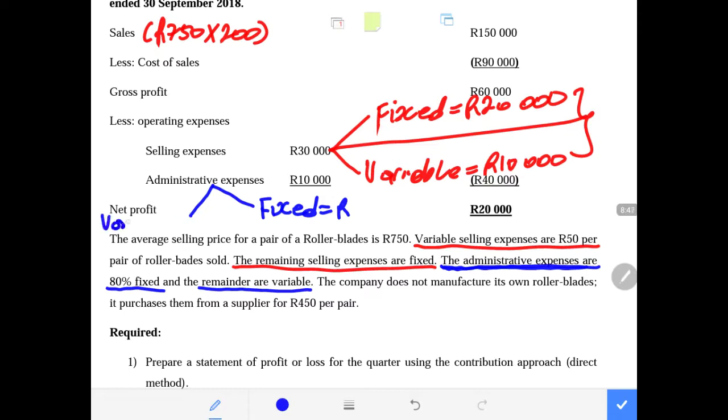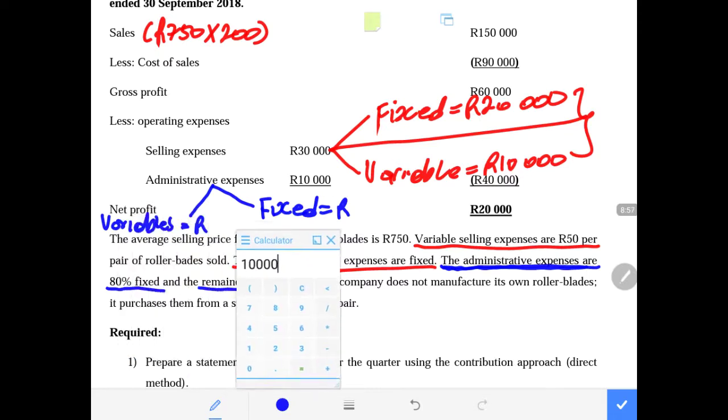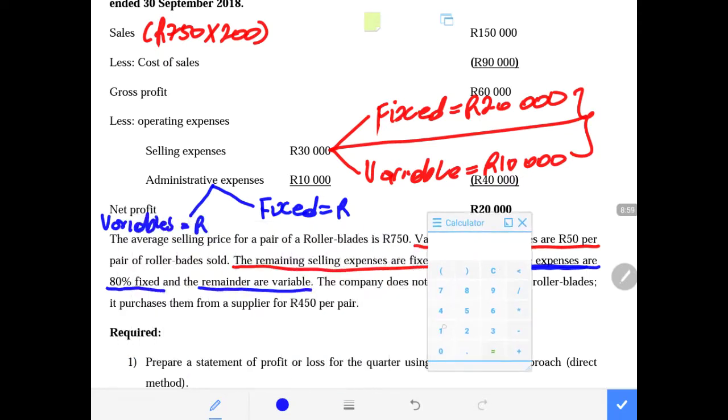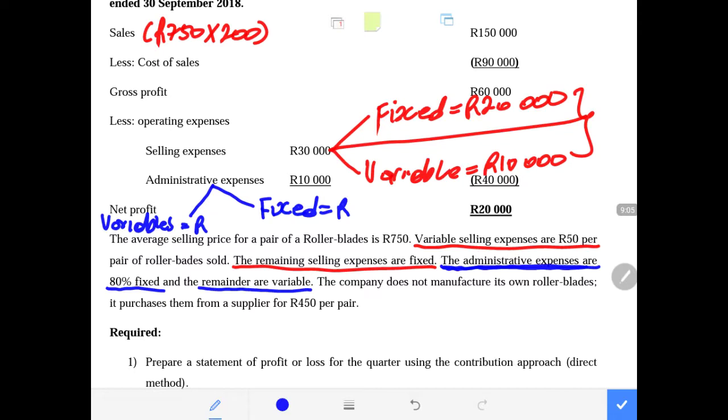So now let us look at how much the 80% that is fixed and the 20% that is variable, because a percentage is up to 100%. Out of this 10,000, obviously 80% will be 8,000. So 8,000 of these administrative expenses are fixed. Meaning 8,000 is fixed and 2,000 is variable.